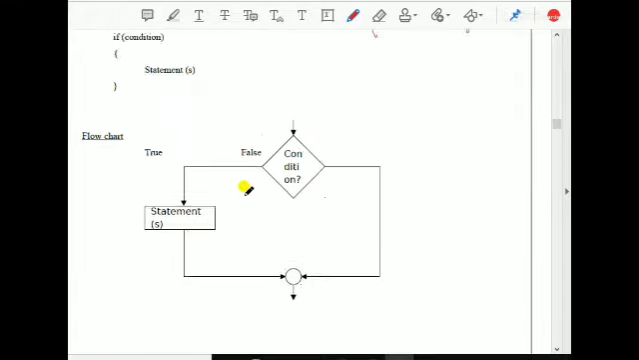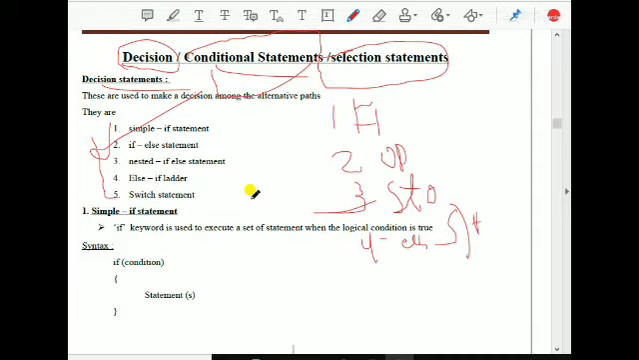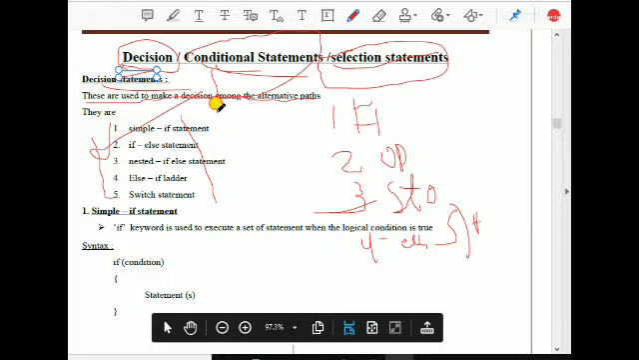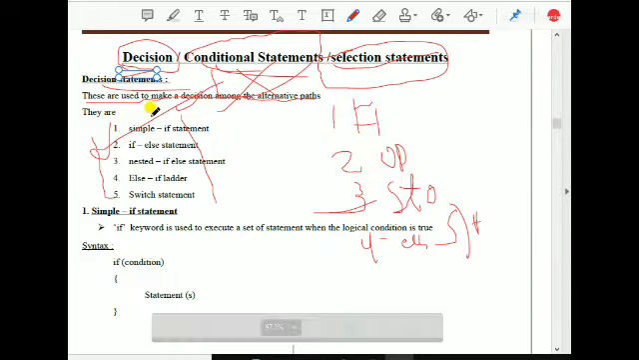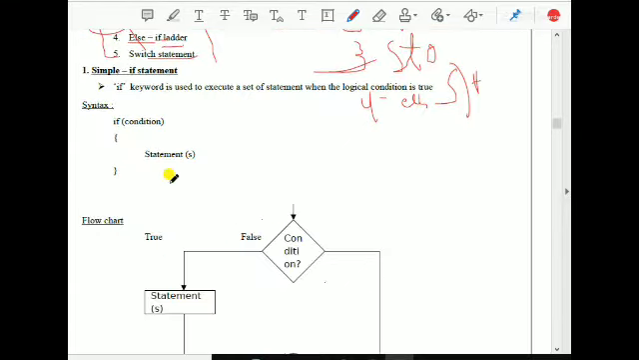After that I will show you on page number 77. It is there, here only. See, if decision statement, conditional statement, or selection statement comes, then write these only. These are used to make decisions among alternative paths. You can write it in your own words. To decide any condition we use the following: simple if statement, if else statement, nested if else, nested if and else if ladder, and switch statement. I will explain one by one.